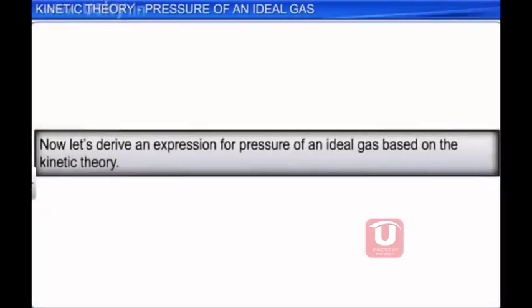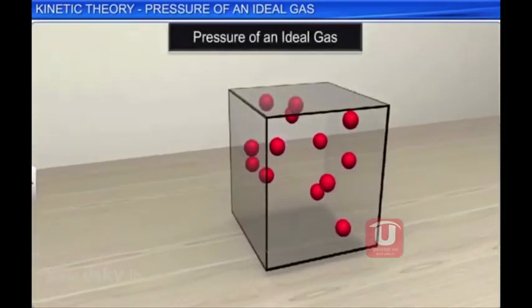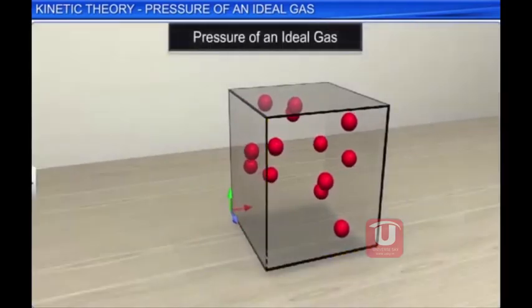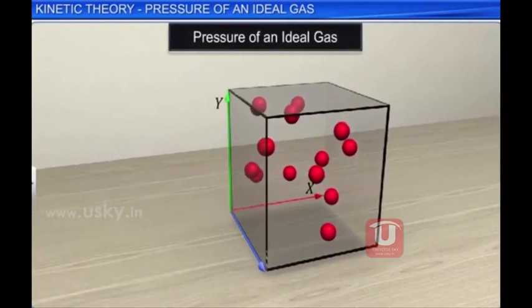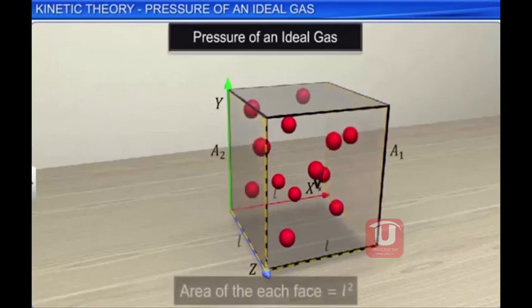Now, let's derive an expression for the pressure of an ideal gas based on kinetic theory. Let us consider a gas in a cubical vessel with the length of a side L, and the walls of the vessel perfectly elastic. Take the X, Y, and Z axis to be parallel to the sides of the cube, and call the faces perpendicular to the X-axis A1 and A2. The area of each face is equal to L squared. These two faces are parallel to each other.